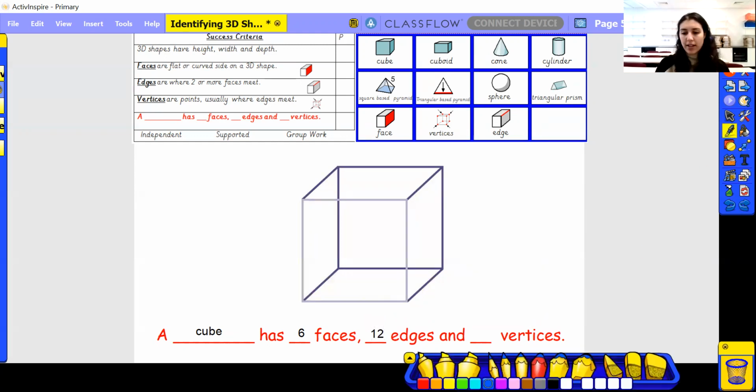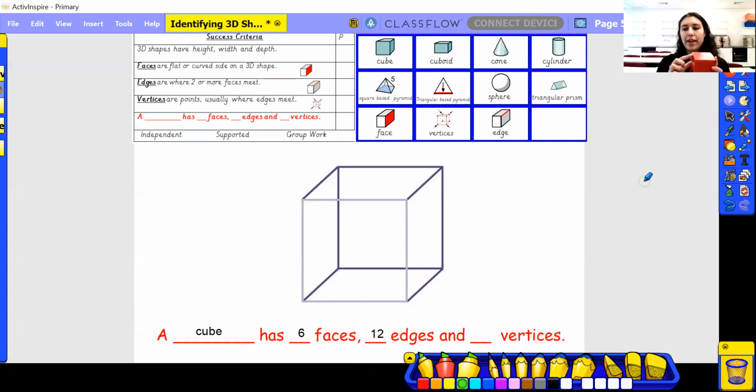Let's see if we can find them on our drawing. So we've got 1, 2, 3, 4 on the top. 1, 2, 3, 4 on the bottom. So 4 and 4 is 8, 9, 10, 11, 12. There we go. And let's count those vertices.